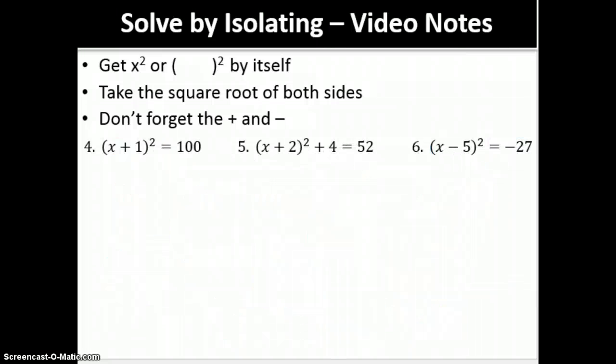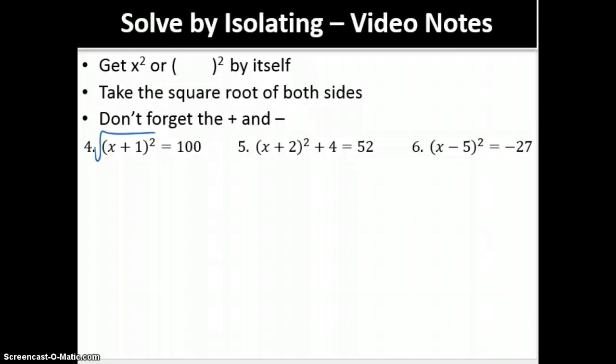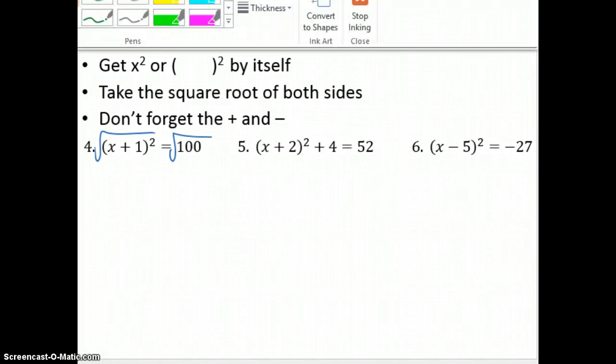Okay, let's do some more of these. Now you'll notice the difference here is that these all have parentheses squared, but the process is the same. We're going to get whatever's being squared by itself, and then we're going to square root both sides. So on number 4, we have parentheses squared by itself, and so now we're going to square root both sides.